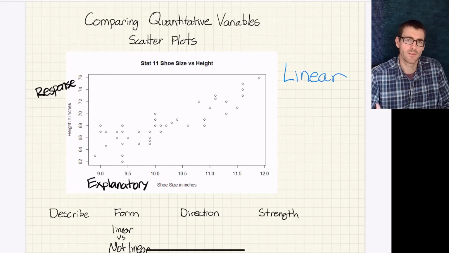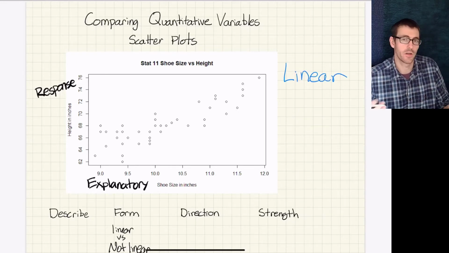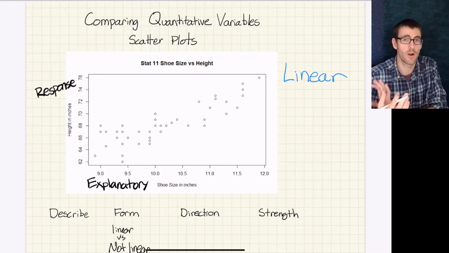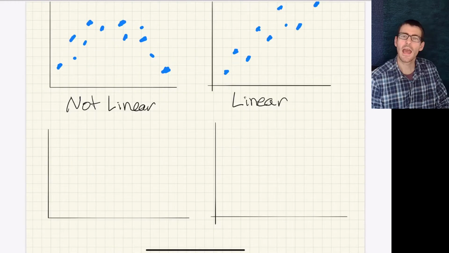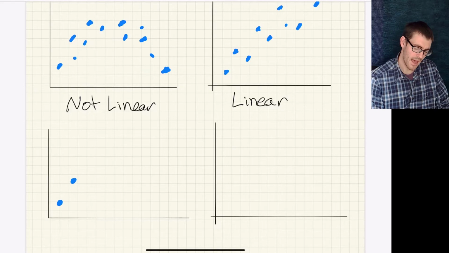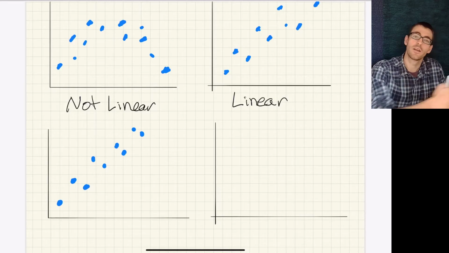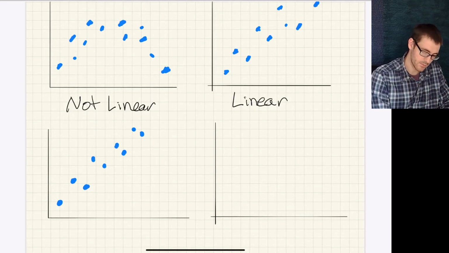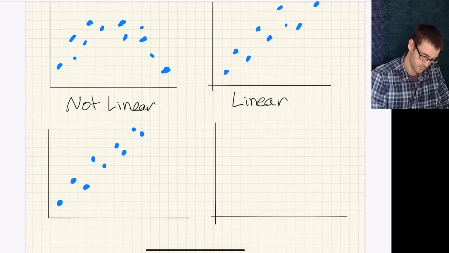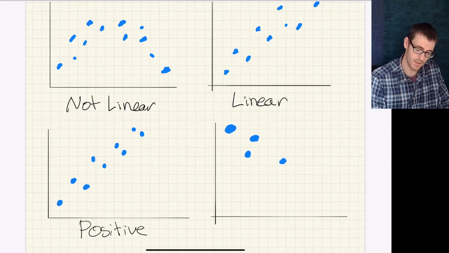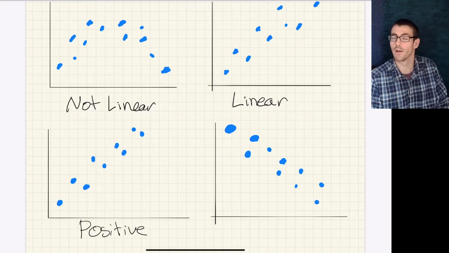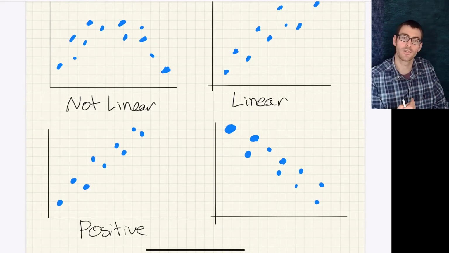The next property of an association that we want to talk about is the direction of the relationship. So possibilities here are positive, negative, and, well, no direction. A positive association is going to happen when, as we move from the left to the right, the y values are increasing. So this would be a positive association, in contrast to a negative association, which happens when things are sloping downward. As we move from left to right, the y values are decreasing.